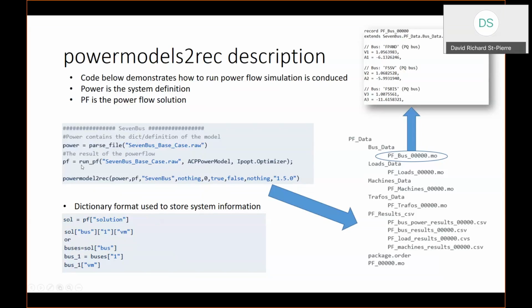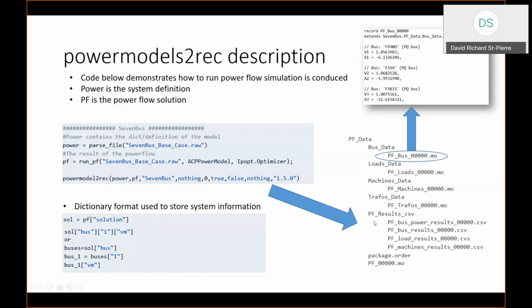Now once we have the parsed version of the bus system as well as the PowerFlow solution, we pass these 2 things to the PowerModels to Rec program. This is where the program developed for the project is actually used. It takes these 2 dictionaries and a couple other parameters that are passed to it, and it creates this pf data file structure as shown here.